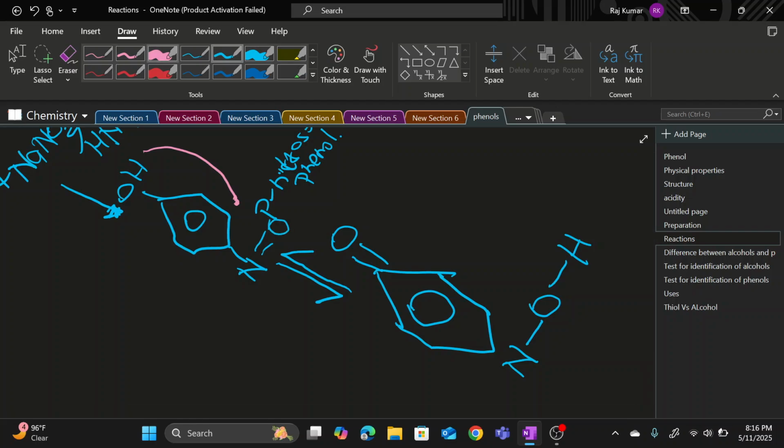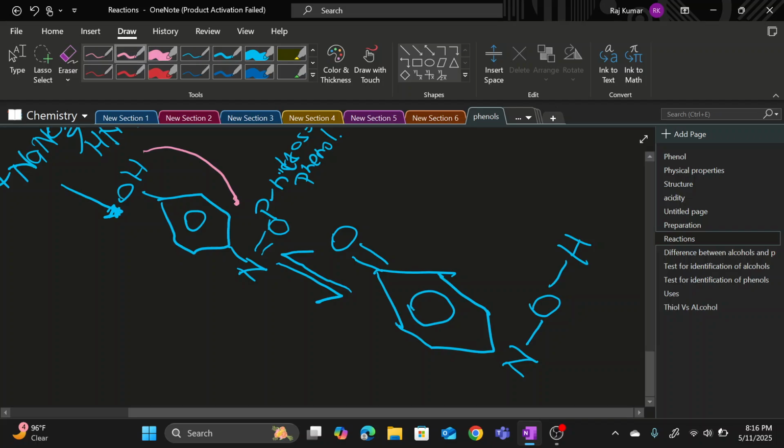So this double bond goes here, right? And a double bond comes here, right? Due to which this is the actual structure formed. Let me just draw it more clearly. Here we have the double bond.